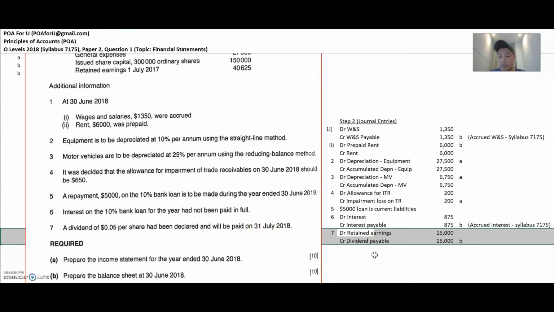So that's it, step 2. This is important, and to get this, you have to know your journal entries very well.